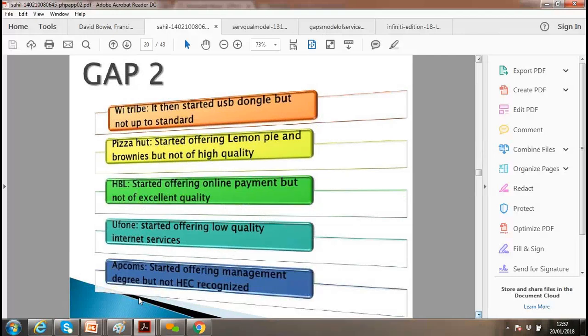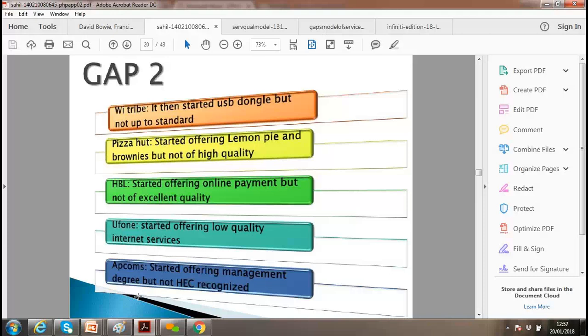So like these companies, they start a USB dongle and it's not up to standard. They start, but not up to the standard which the other competitor is offering. After meeting that gap, there was a gap one, there was a gap as well. So then Pizza Hut starts offering lemon pie, but not of a high quality. Then the banks start offering online payment, not of excellent quality. Then the phone service starts offering low quality internet.